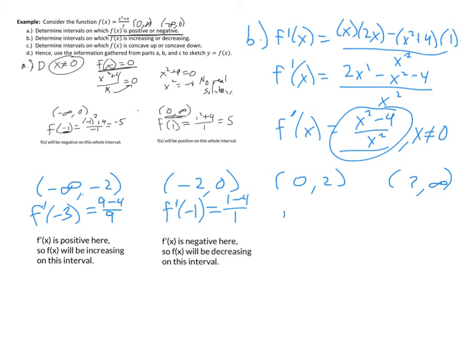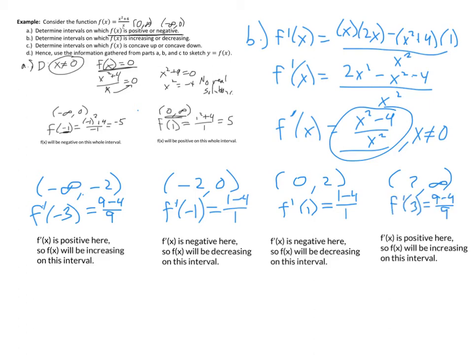Continuing on, I'm going to do f prime of 1 here. That's going to be really similar to the other one, 1 minus 4 over 1. This is, again, negative, and so because the derivative is negative, the function is going to be decreasing on this interval. All right, so I went ahead and quickly finished this one over here. This part is really similar to this one. I just chose positive 3, plugged it in, and found the derivative was positive, which means the function is going to be increasing over here. Continuing on to part C.